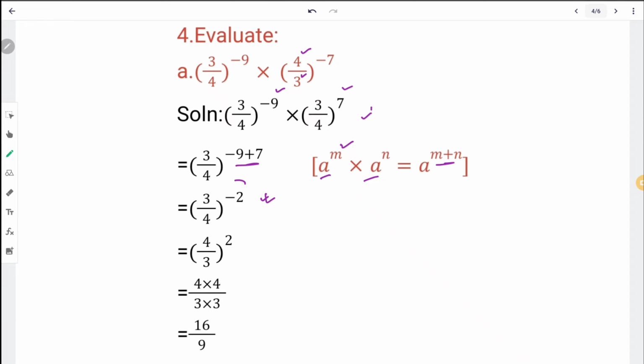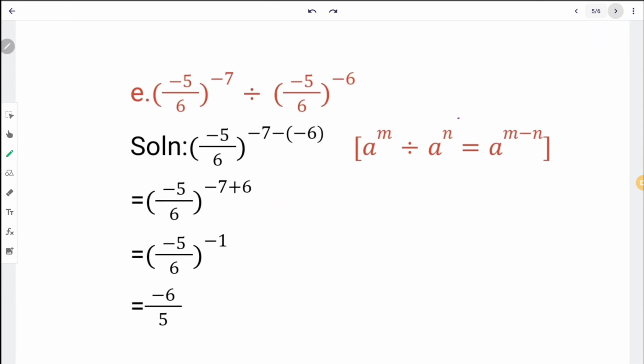So once again, we'll change the negative to positive. So this 3 and 4 will interchange their positions, right? Then because of this bracket, remember this square or this 2 is for both of them, right? So 4 square and then 3 square, which means what? 4 into 4 and 3 into 3. If you multiply, 4 4s are 16, 3 3s are 9.